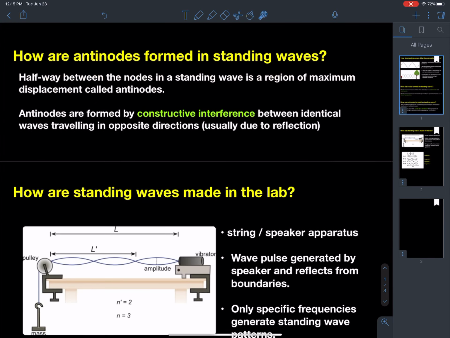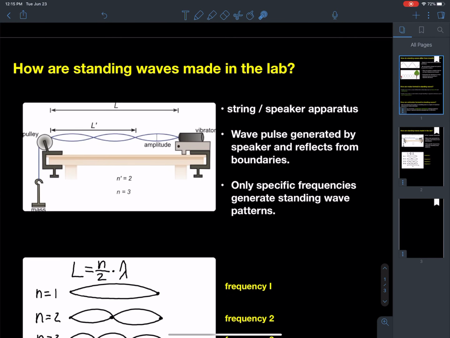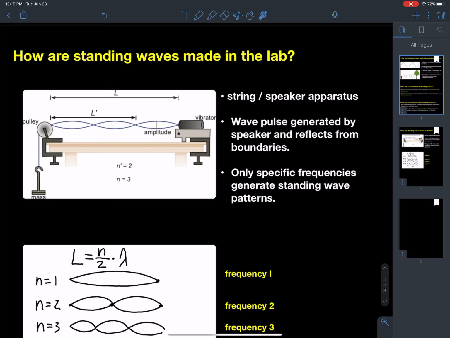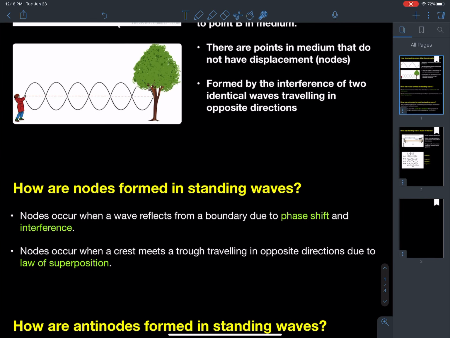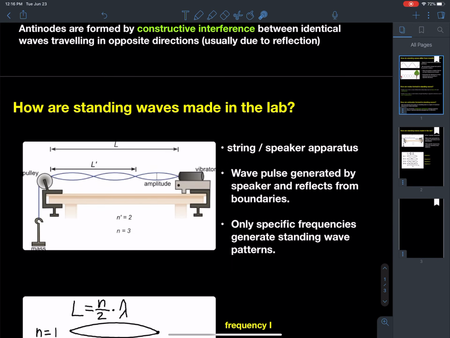Okay, so just to finish this little video off, what we would have done if we were in the classroom is I would have set this instrument up where we could make standing waves in the lab. And the first type of standing wave that you can make is with a rope, like I was talking about. Like this girl up here, she has a rope tied to a tree. We would set that up in a lab, and we would have a pulley with a mast just to make sure that the string is tight.